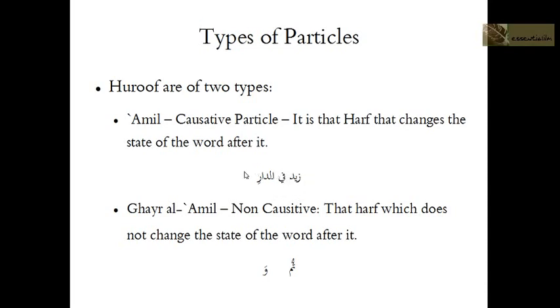Zaydun fi dari. And then we have other particles that don't cause that change. They're called ghayr amil. Okay, an example would be wa, right? If there's a wa in front of anything, it doesn't change the state of the next word. And thumma, which means then.